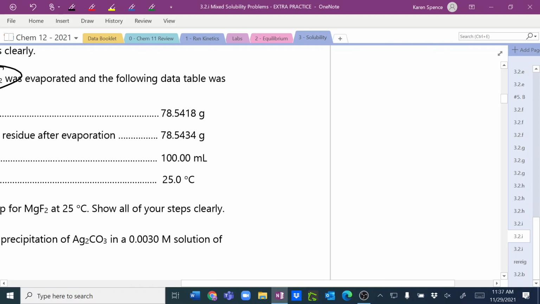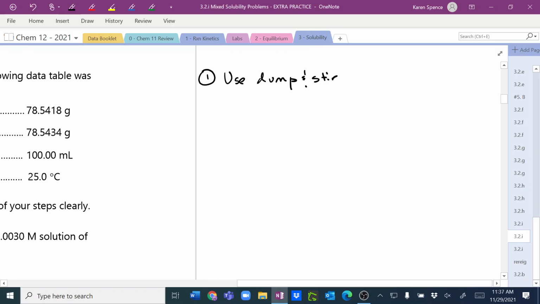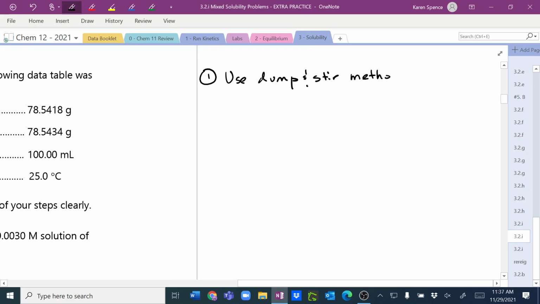So the procedure for something like this would be, number 1, use the dump and stir method to make a saturated solution of MgF2. You would probably write out what the dump and stir method is, but I'm just writing that to be quick about it. Second thing, you will filter out any undissolved MgF2.